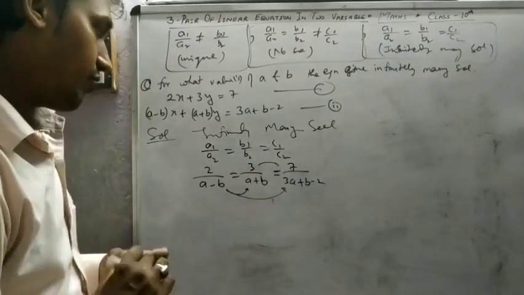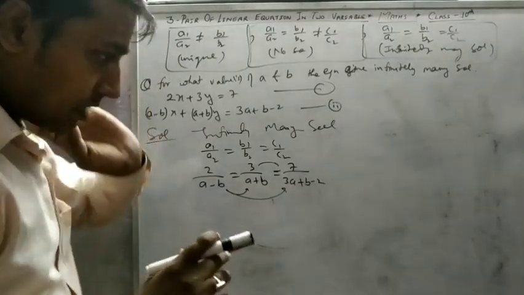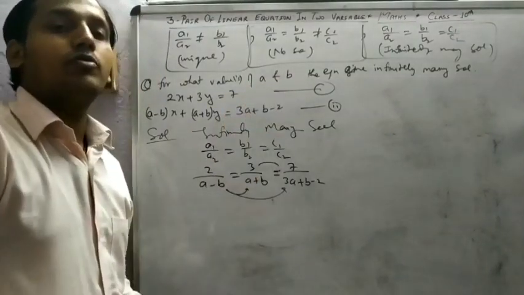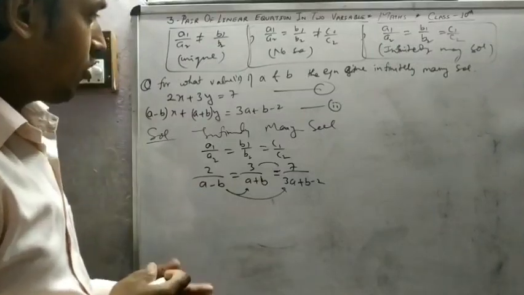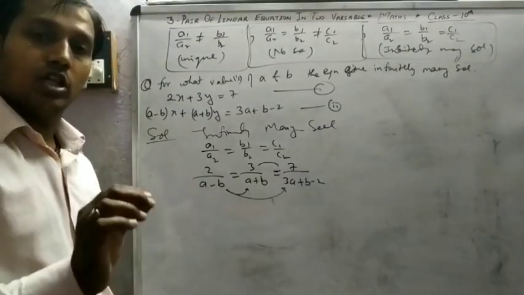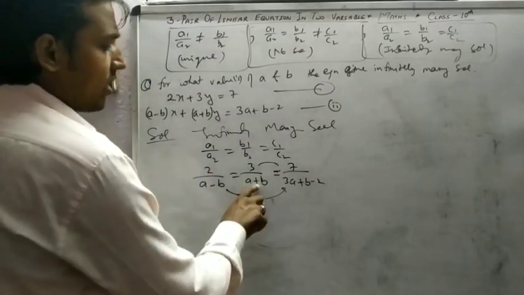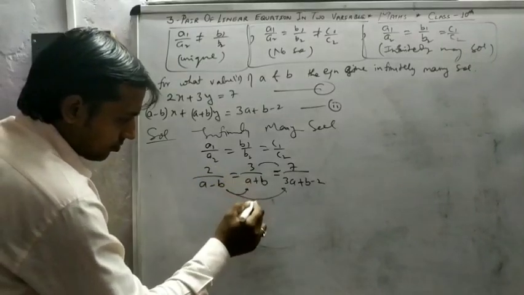Here 3 equations are formed, but we only want 2 equations because the basic law says that if you want to find 2 variables, you need at least 2 equations. So we want to find the values of a and b, so we want only 2 equations. So we take first and second, then second and third. First we take first and second, then cross multiply.